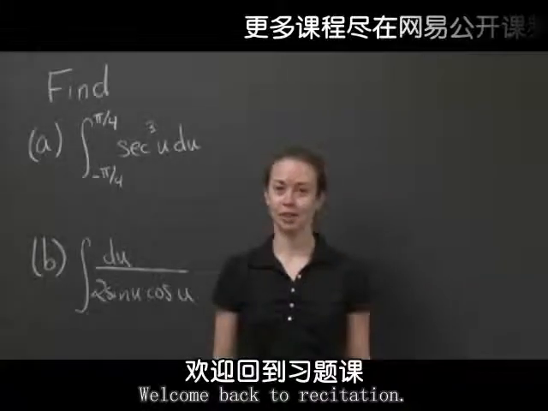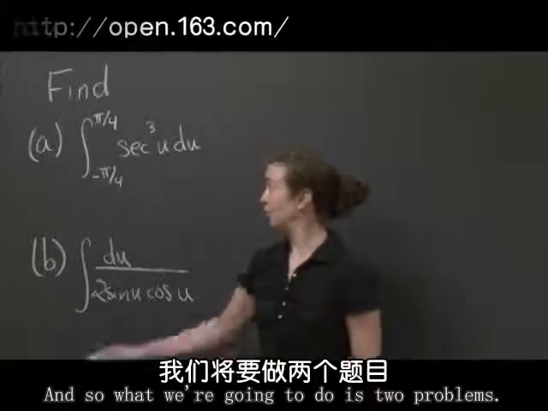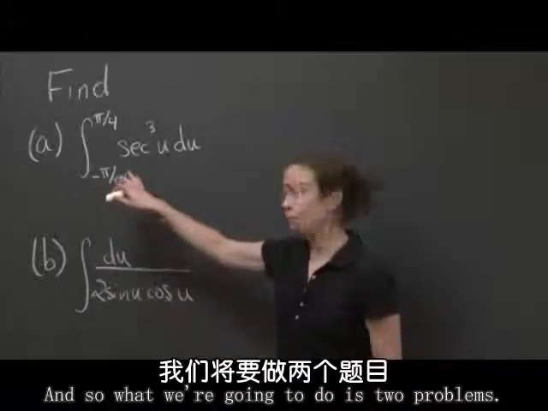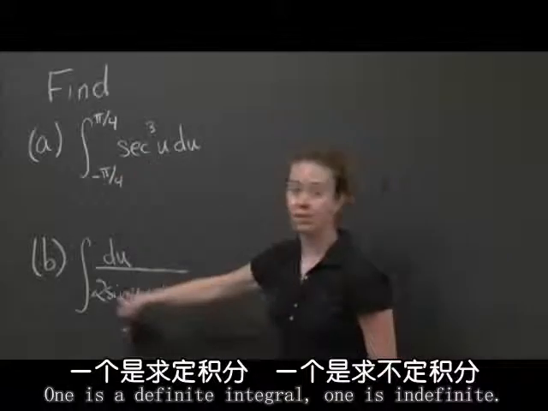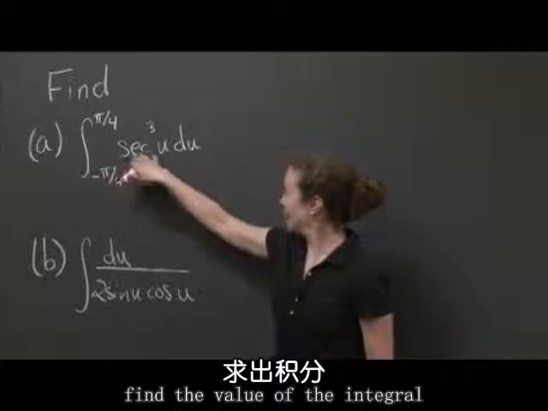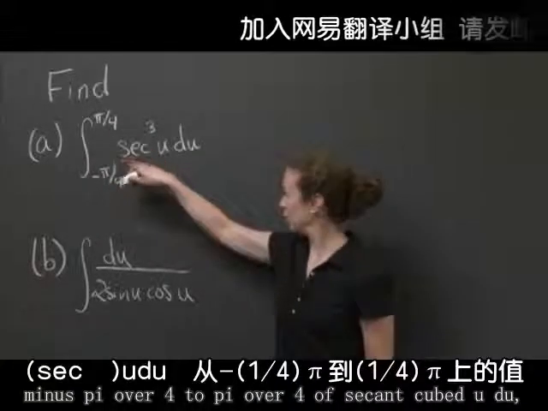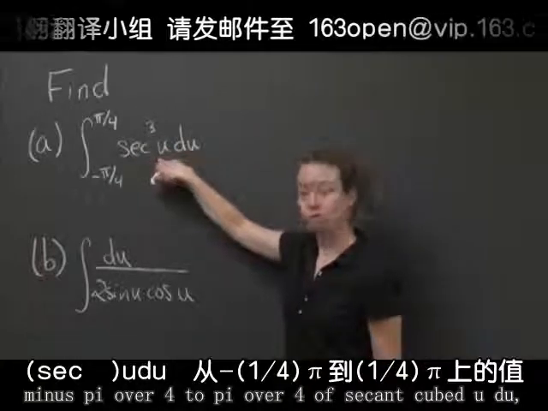Welcome back to recitation. In this video I want us to practice doing integration again. And so what we're going to do is two problems. One is a definite integral, one is indefinite. So this integral we're going to find the value of the integral from minus pi over 4 to pi over 4 of secant cubed u du.